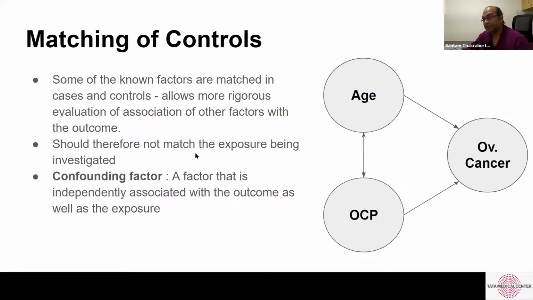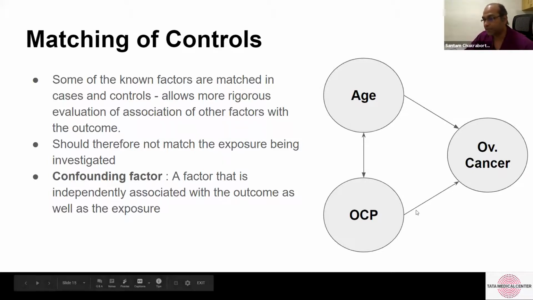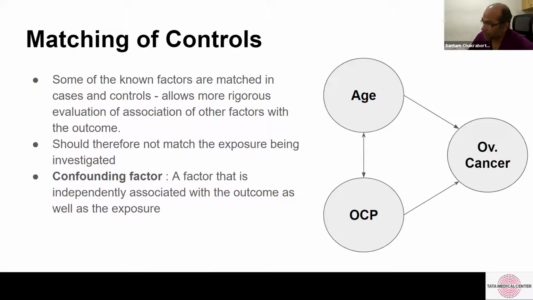Now, this is where matching comes into play. If you match the age of the controls with the cases, you remove the influence that this confounding factor has. Now, one thing that is very, very important is that you should not match the exposure being investigated. The exposure being investigated here is oral contraceptive pills. So if you match your cases and controls with the use of oral contraceptive pills, you can never find out the influence of oral contraceptive pills on the risk of developing ovarian cancer.